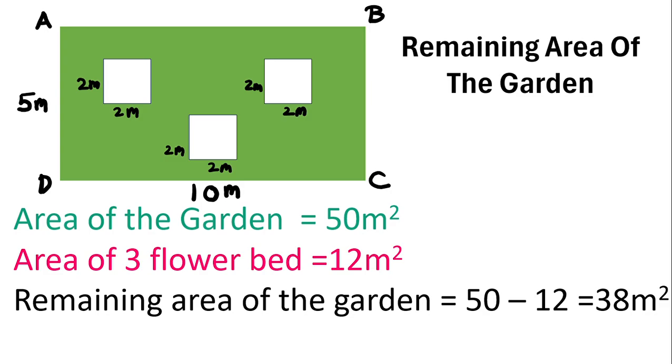If you see on the screen in the diagram, the flower beds are missing. It's clear cut that we have to subtract the area of the flower beds from the area of the garden. Fine, we do not mug up the formula. We need to understand the situation. So here now we have the area, that is 38 meters square, where we are going to plant grass.